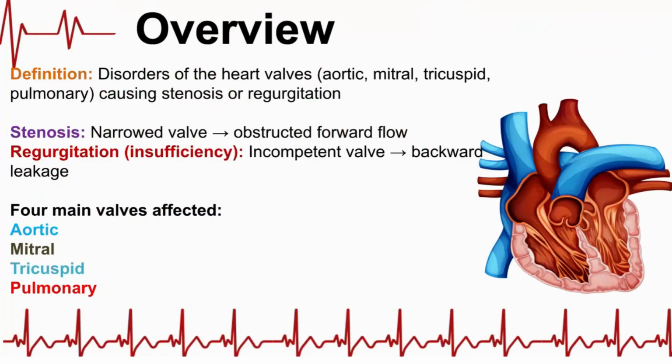Now we have four main valves that are affected: aortic, mitral, tricuspid, and pulmonary. What can happen to these valves is that they can become stenosed, or we can have insufficiency or regurgitation of that valve. Stenosis literally means the narrowing of the valve, and you therefore have the obstructed forward flow of blood. Regurgitation means you have an incompetent valve, in other words, a valve that doesn't quite work like it should, and you have the backward leakage of blood back into where it started from.